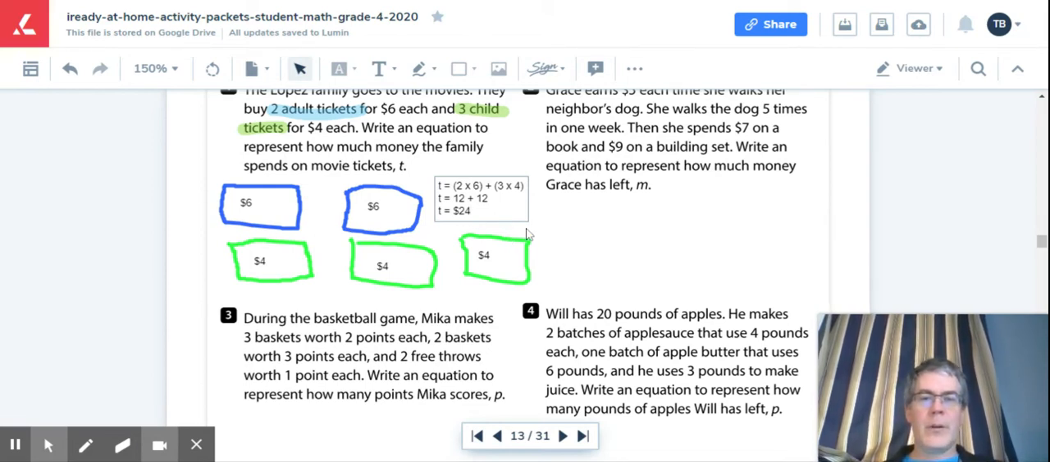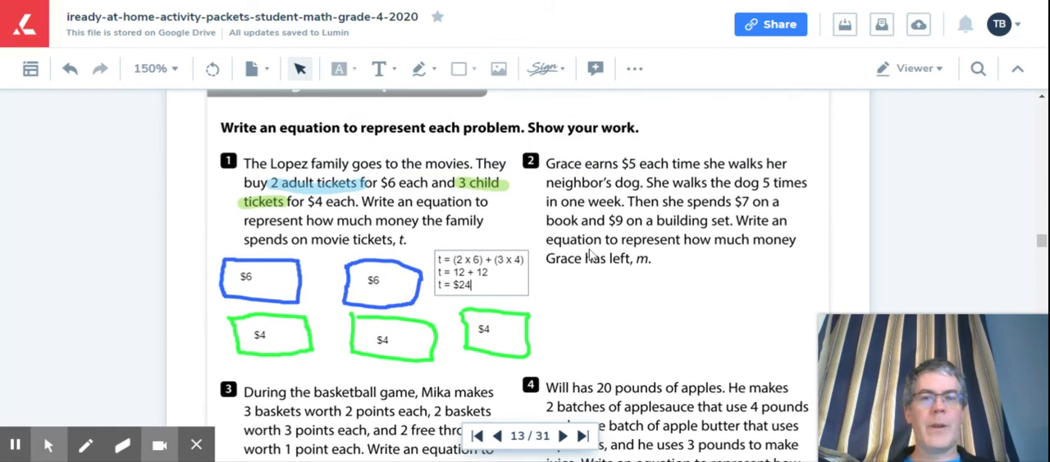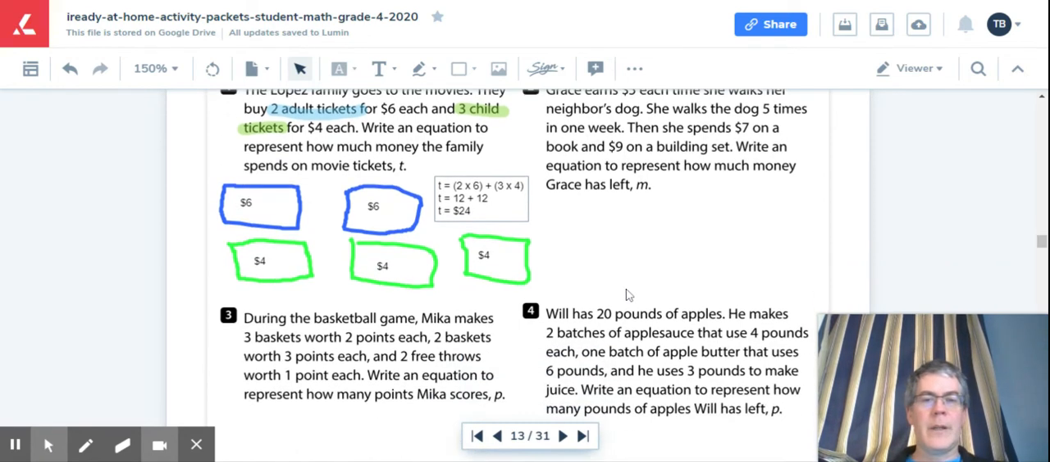So go ahead through with the rest of the problems, try to think of some way that you can model the problem to help you come up with an equation. Definitely make sure that you are writing out the equation. That's part of showing your work. And then show each step of how you solve the equation.